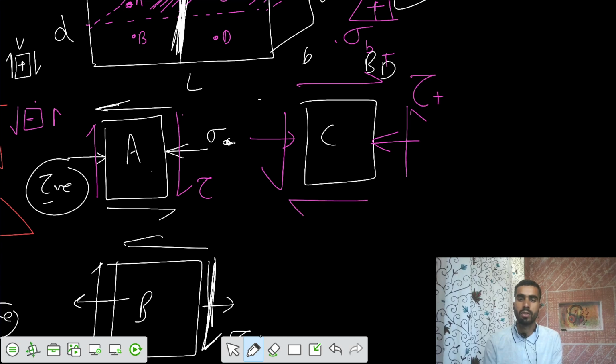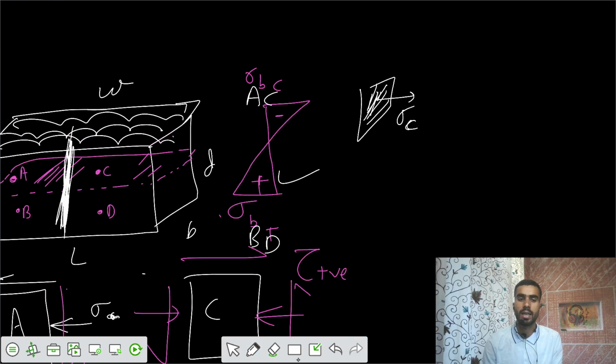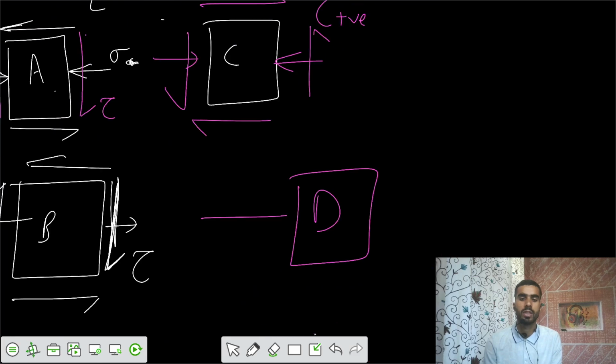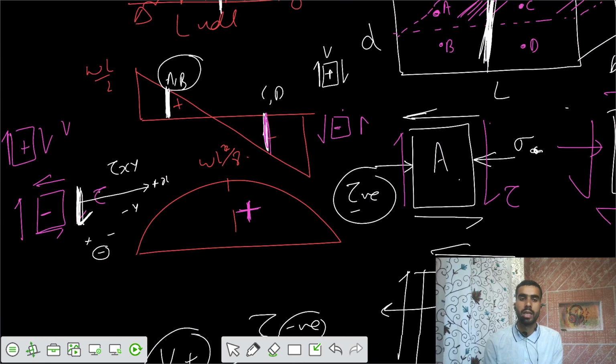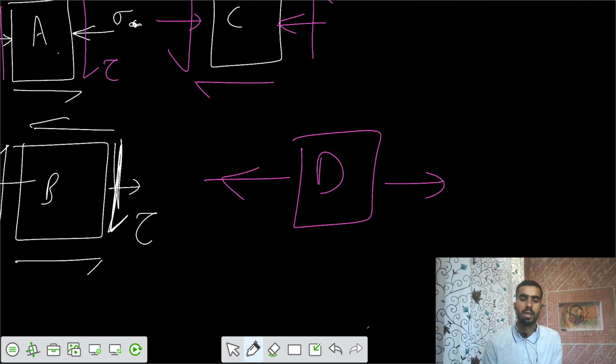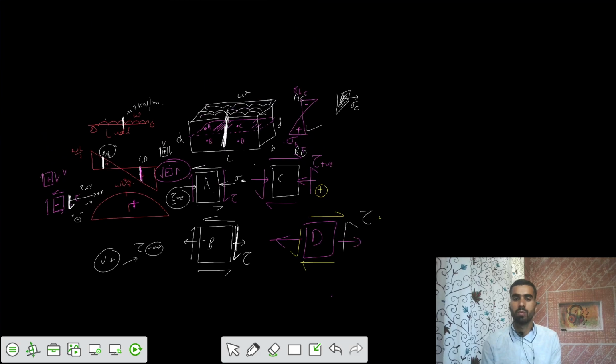So your tau is positive. And for the point D, you have bottom, that is tensile. For the point D, you have tensile stresses. And point D is having shear force negative. So you can show the sign also that. So you have this shear force, that shear stress also in this way. So that means in this way. So shear force is positive. So we got the general state of stresses for those four elements.